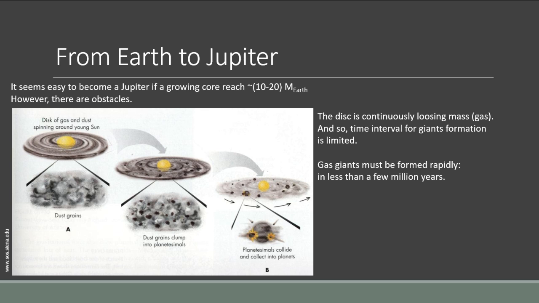So if you are rapid enough to form planets of Earth size, then you can move further on, you can form more massive planets, because the reservoir of gas is still there. But if you made a heavy planet in 10 million years, then you cannot grow much more, because you don't have gas anymore in the protoplanetary disk.